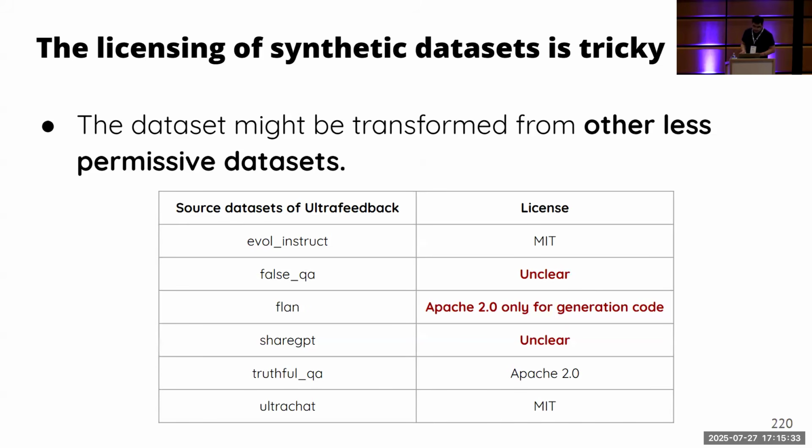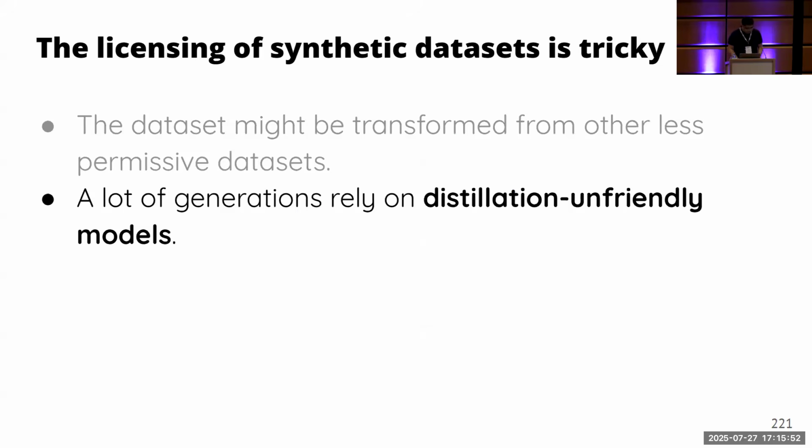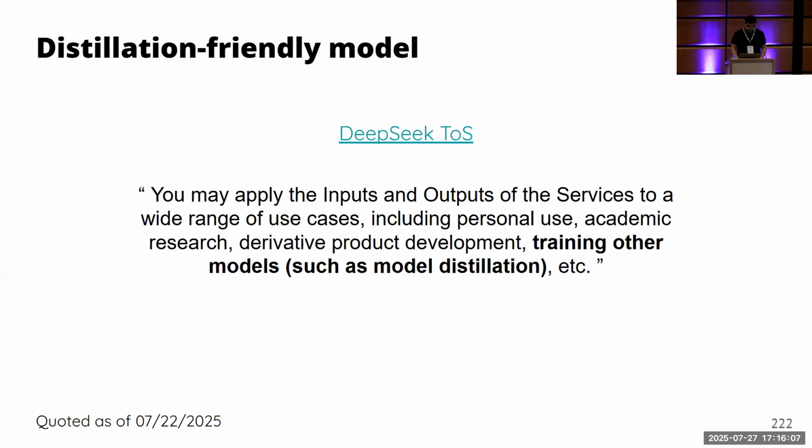But we also noticed that this dataset is actually sourced from multiple original datasets. They may have different licenses. Some of them are less permissive or have unclear licenses. This is the first concern, that the MIT license might not be proper here. In addition, UltraFeedback actually used 17 models in generating all the responses in this dataset. We noticed that not all these models are distillation friendly. What do I mean by distillation friendly?